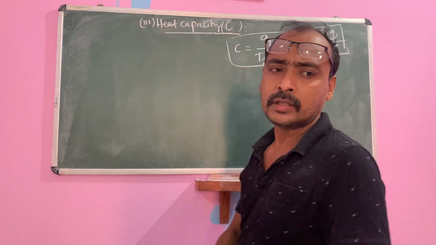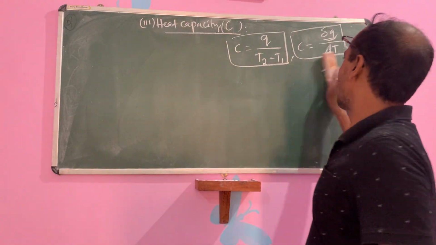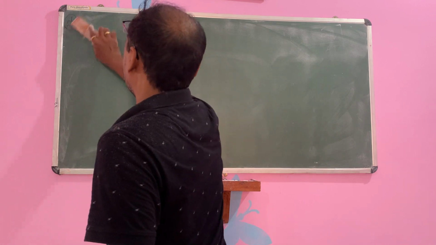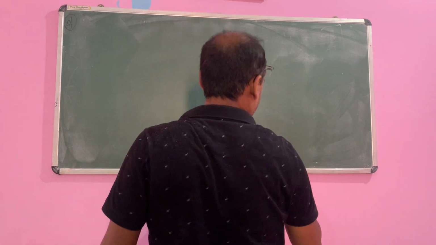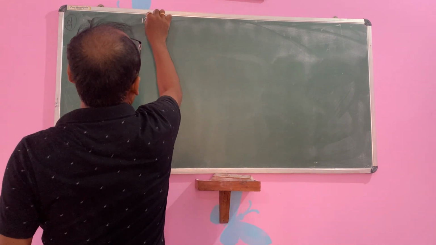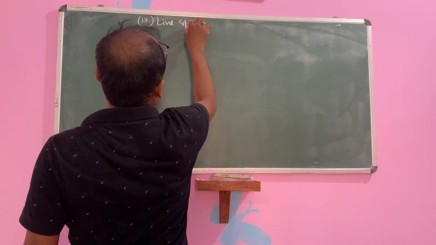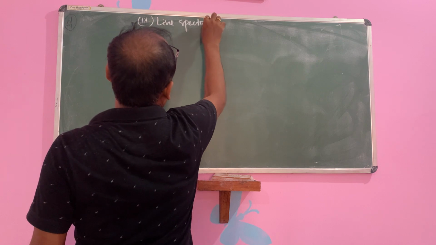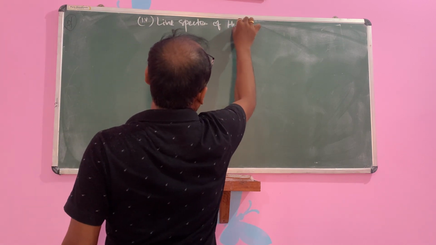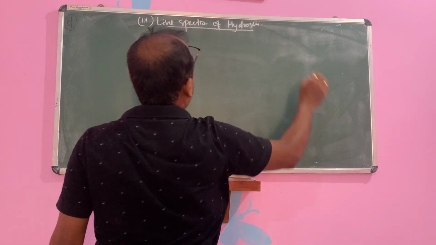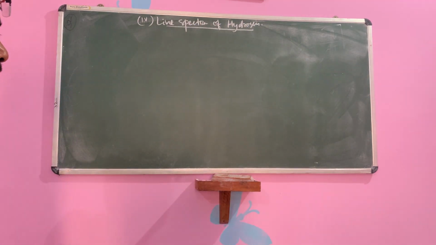Then, line spectra of hydrogen. This is the most important. Line spectra of hydrogen atom. Children, hydrogen has one electron.